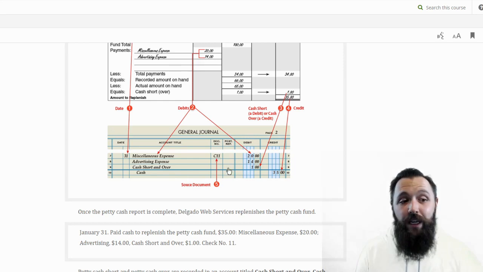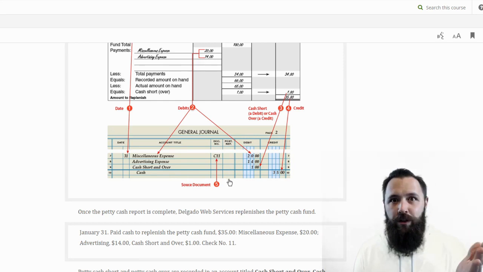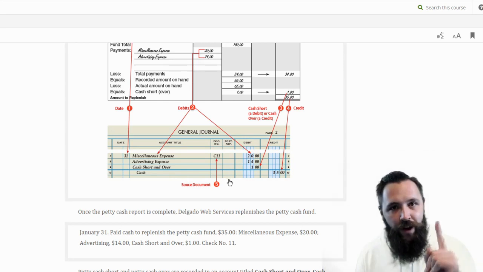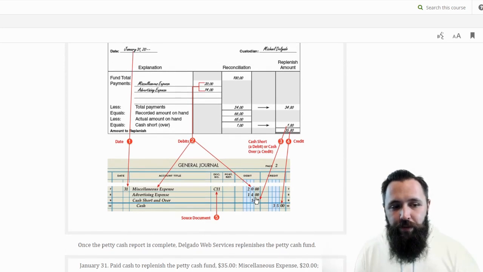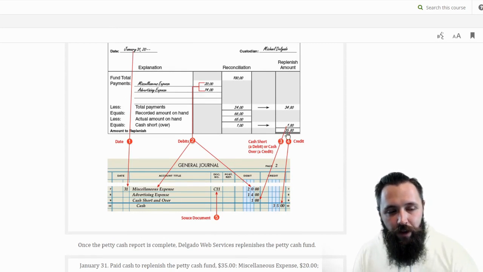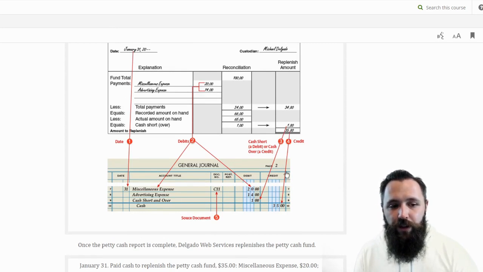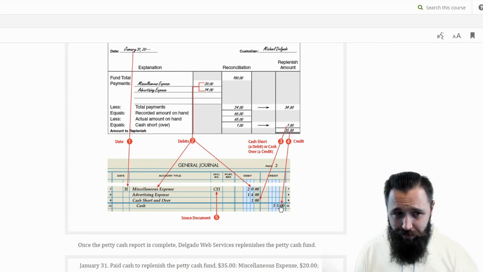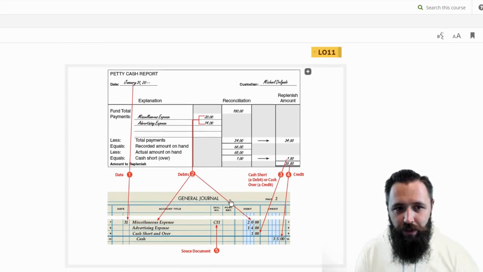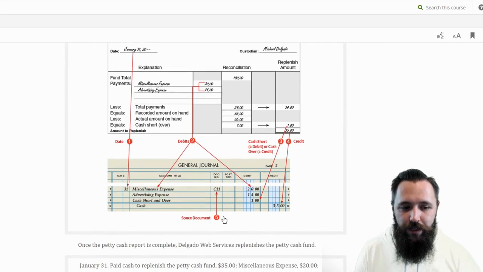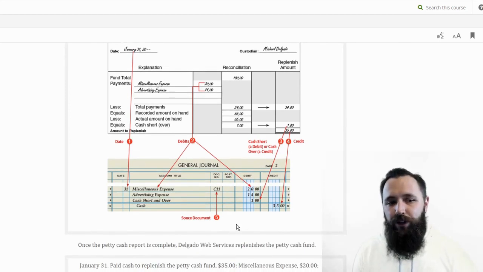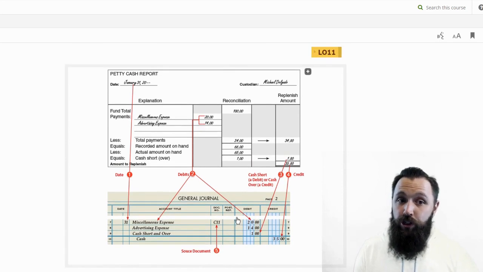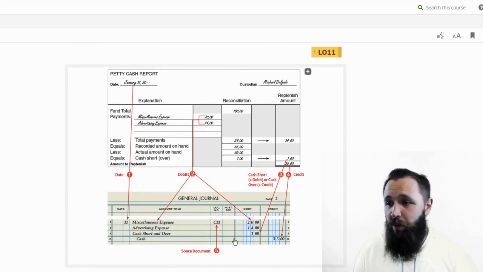That's what we're doing. Even the cash short and over, because we lost $1, we're making up for it with $1 extra of our cash. So here we have 20, 14 plus 1. So the cash that we have that we need to credit is $35. And then we have our source document here, which is going to be C11, okay? Because we're going to write a check, and that's going to be C11. So that's how we're going to journalize our petty cash report.